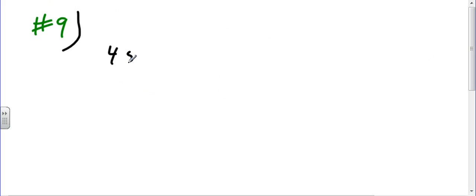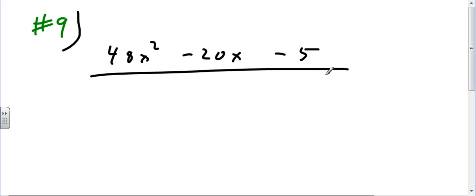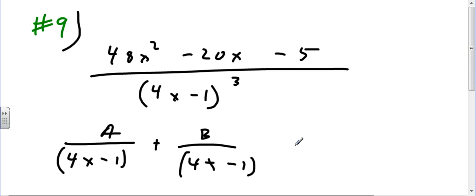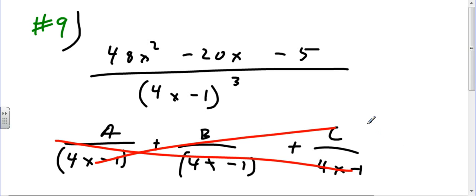48x squared minus 20x minus 5 over 4x minus 1 cubed. Now, your first indication is that I should make this something over 4x minus 1 plus something over 4x minus 1 plus something over 4x minus 1. Unfortunately, if you did that, you'd get the wrong answer, so you can't do that.